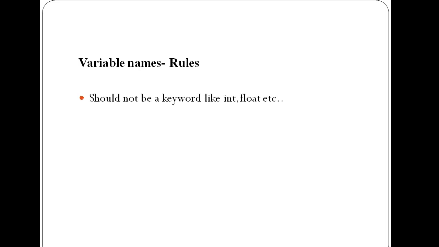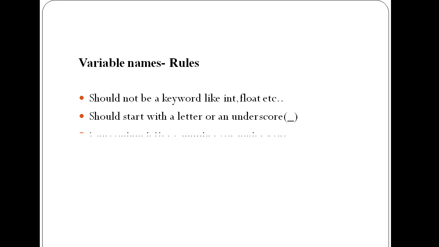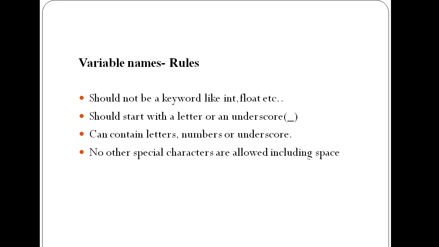So the first rule is the name of a variable should not be a keyword like int, float. These kinds of keywords we should not use as a variable name. And the variable name should start with a letter or an underscore. It should not start with a number. So it can start with a letter or an underscore, and it can contain letters, numbers, or underscores. It should not start with numbers, but it can contain numbers. No other special characters are allowed, including spaces and exclamation marks. These are not allowed when you declare a variable.